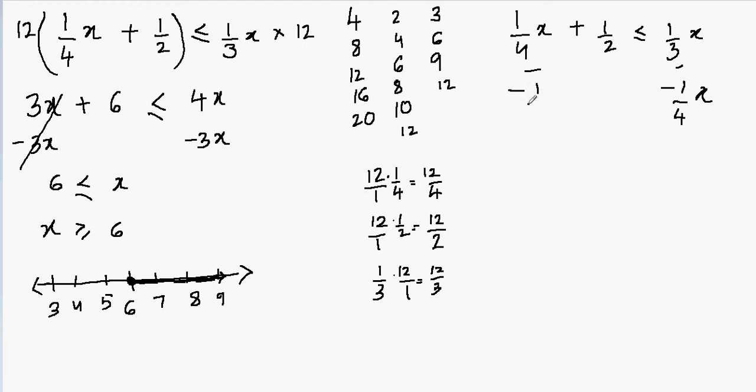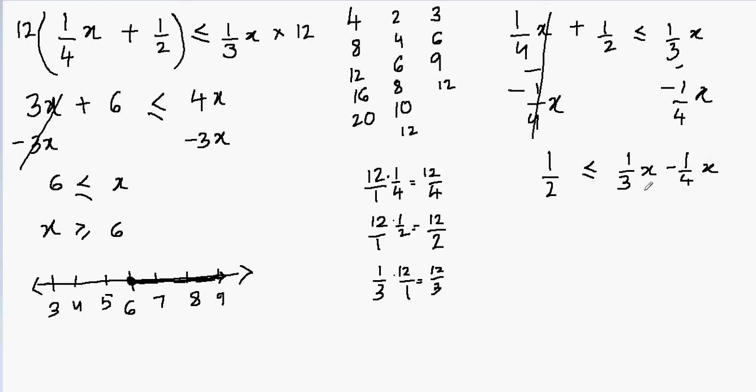So I'm just subtracting 1 over 4x here on both the sides. And these two cancel out each other. Now on the left-hand side, I have 1/2, the inequality sign, then 1 over 3x minus 1 over 4x. So I will write this 1 over 3x minus 1 over 4x.